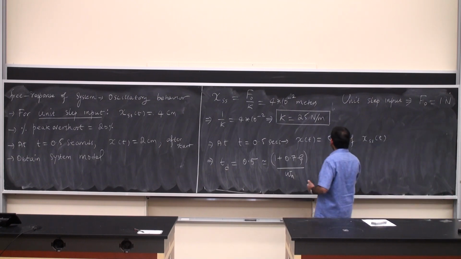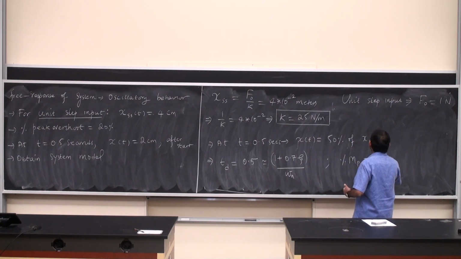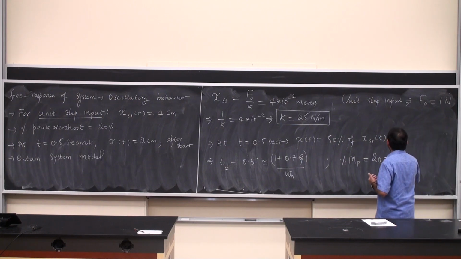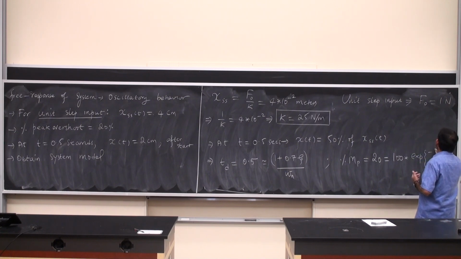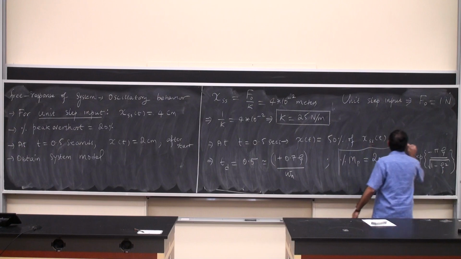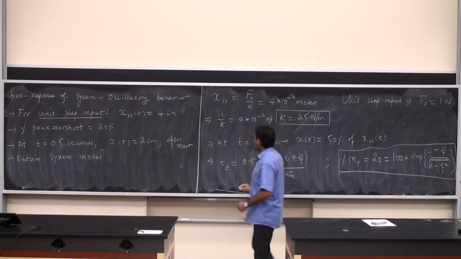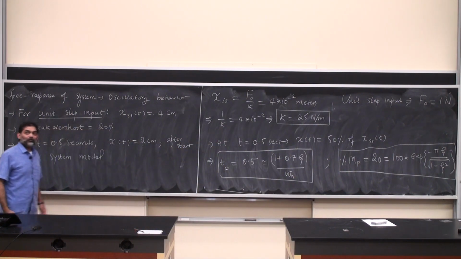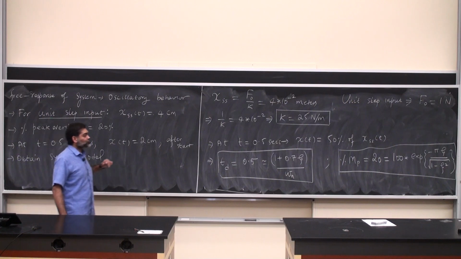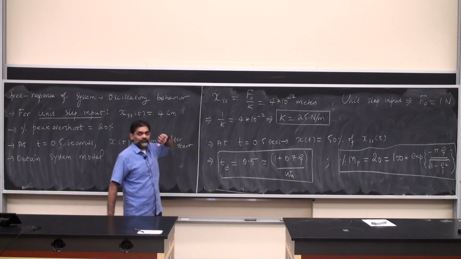Percentage overshoot is given to us. Percentage Mp, which is 20. We have an expression for this, which we derived last class. Don't forget the factor of 100 multiplied by the exponent. I have this, then this, two equations, two unknowns. One can solve for zeta from the percentage overshoot and then substitute and get omega n from here. I'm going to skip all those steps.